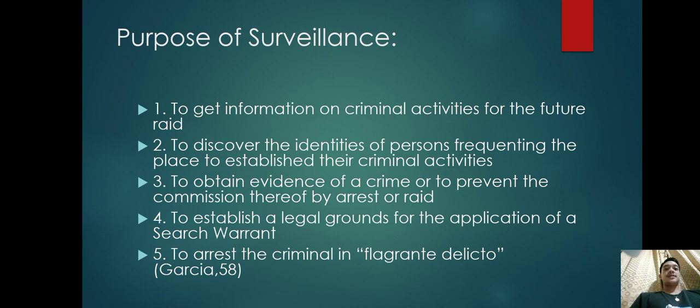Purpose of surveillance. Number 1, to get information on criminal activities for the future raid. Number 2, to discover the identities of persons frequenting the place to establish their criminal activities. Number 3, to obtain evidence of a crime or to prevent the commission thereof by arrest or raid. Number 4, to establish legal grounds for the application of a search warrant. Number 5, to arrest the criminal in flagrante delicto.